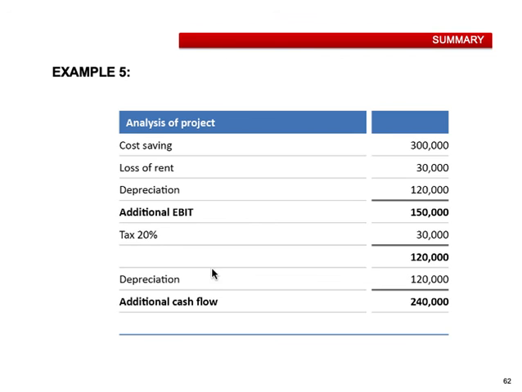Okay? Then we need to add the depreciation, because we know that depreciation is not really a cash expense, and therefore we need to add it up. And then we get an additional cash flow of 240,000. So in other words, from year 1 until year 5, we have a cash flow coming in of 240,000 euros.